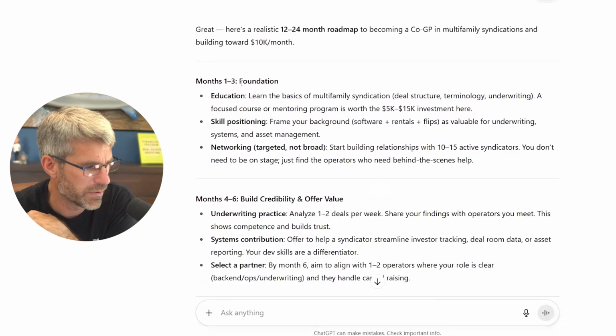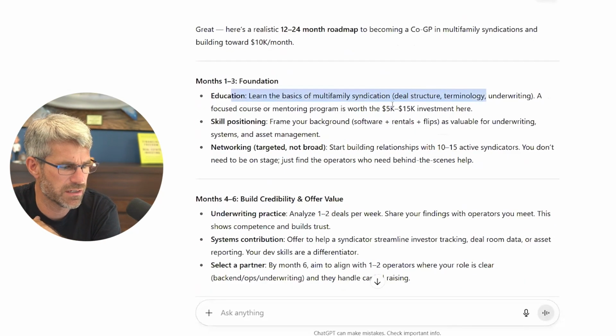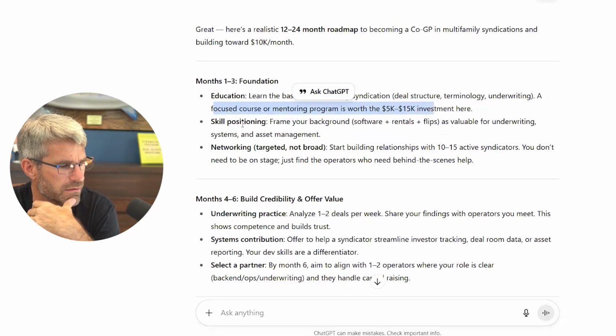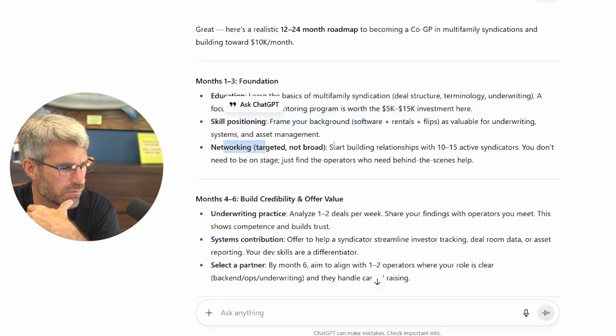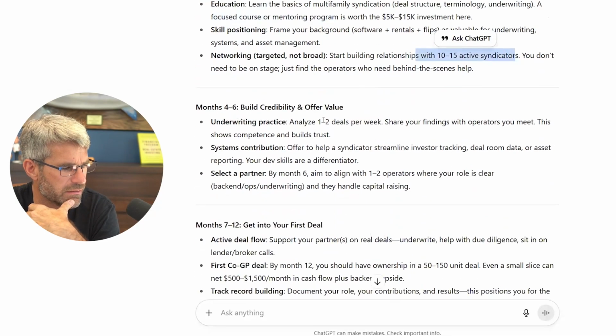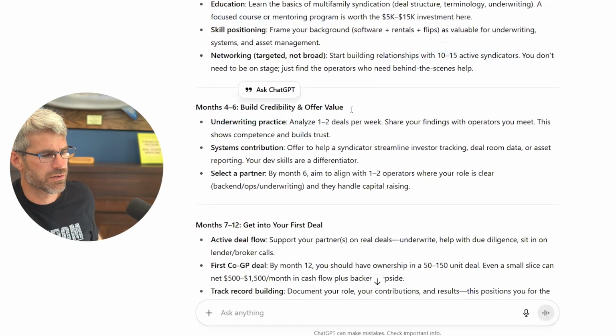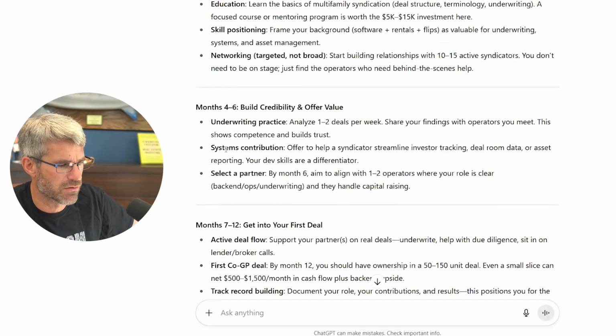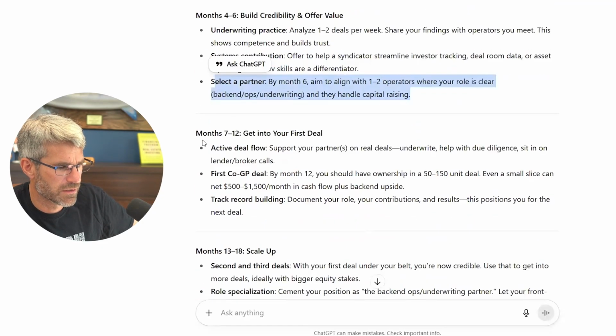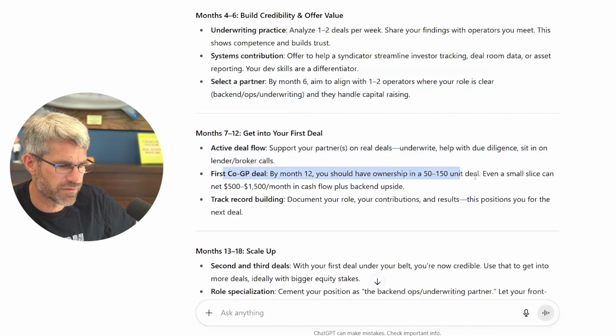All right, let's see what comes up here. Foundation, some education here. A focused course or mentoring program is worth the $5,000 to $15,000 investment here. Skill positioning, networking target, not broad, because you're looking for active syndicators. Okay, some setup here. Build credibility, offer value. You're providing maybe some underwriting and deal flow, and then you're looking for an active partner. Now in months 7 to 12, you're getting into active deal flow. By month 12, you should have ownership in a 50 to 150 unit deal.